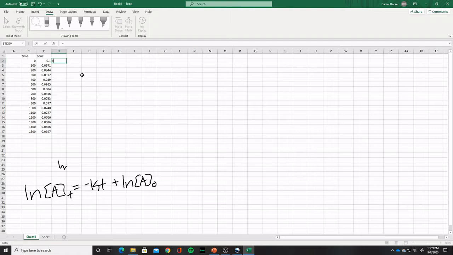So you can say, I want this cell to equal the natural log, so that is ln. I'm going to open parentheses, the number from this cell. So I click on that cell and it says, okay, I'm going to take the number from C2. I'm going to close the parentheses and then enter. So this is the natural log of the number in C2.